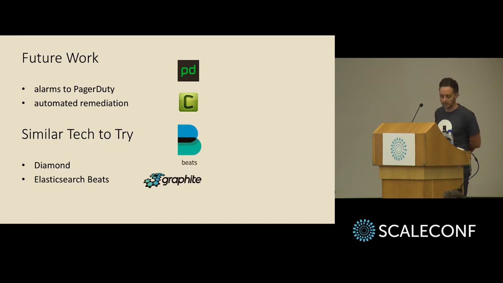So, future work. Firstly, what we'd like to do is integrate alarms into PagerDuty. So set up alarms on Kibana or Grafana dashboards and have them automatically page people when they're on call to go and find out what's going on. And then mainly automated remediation. So that's where this really becomes powerful, when you can kick off automated workflows based on conditions that you see that have arisen on your site.